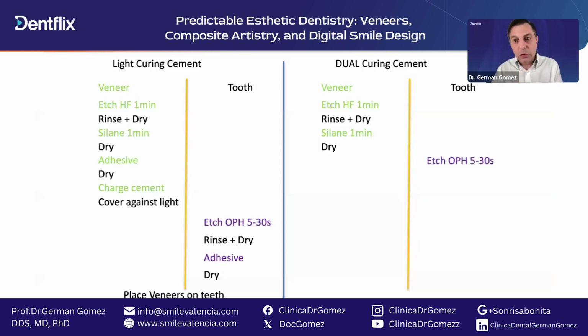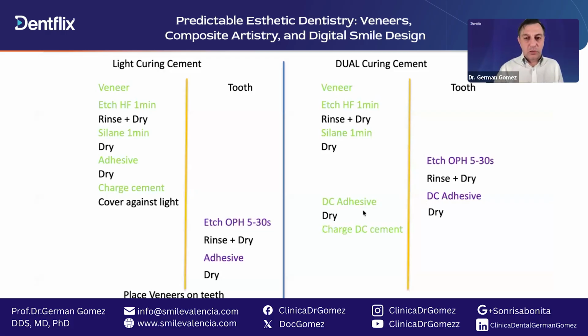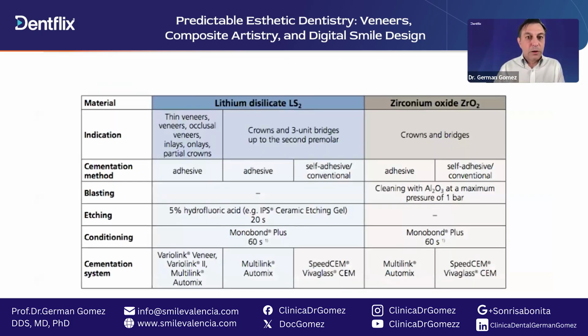So we go to the tooth, we do the steps on the tooth, and we do the adhesive, the dual curing adhesive on both, on the veneer and on the tooth, dry it, and then we charge the dual curing cement on the veneer, and then we place the veneers on the teeth, remove the excesses, and then we light cure. Okay, good.